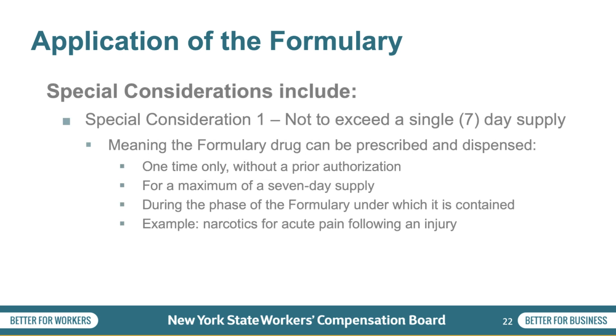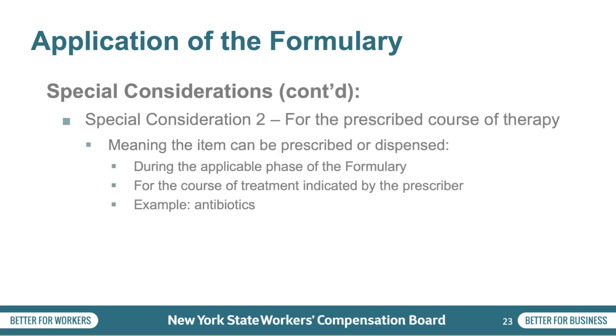Some drugs on the formulary carry a special consideration. There are 4 different types of special considerations. Special consideration number 1 indicates that the drug can be prescribed one time only without a prior authorization and for a maximum of 7 days. An example of this is a narcotic prescribed for acute pain following an injury. Special consideration 2 indicates that the drug can be prescribed and dispensed for the prescribed course of therapy. Antibiotics are an example of special consideration number 2.